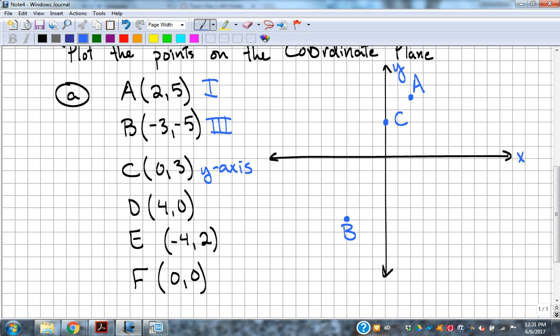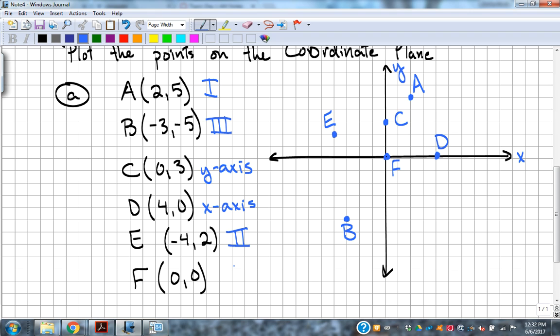And then the point D, (4, 0), I do that. That'd be right here because I go right 4, and then I don't go up or down at all. And that would be on the x-axis. And I'm going to go to the point E, -4, +2, there. And that would be in quadrant 2. And then the last one is point F.